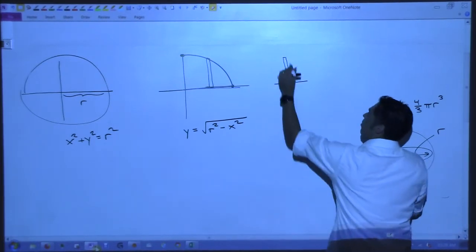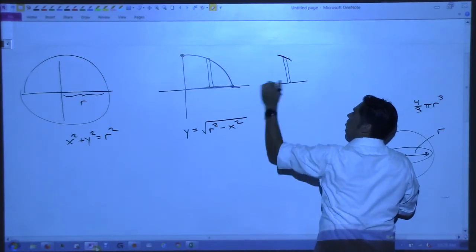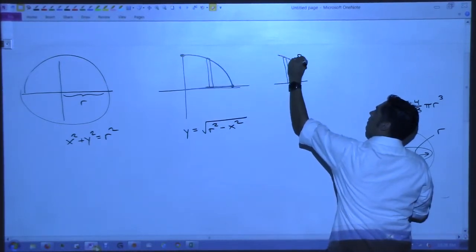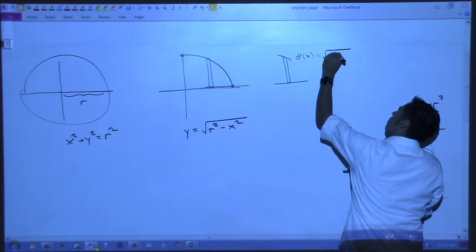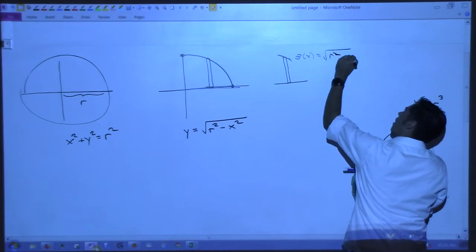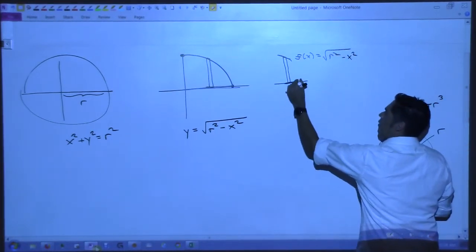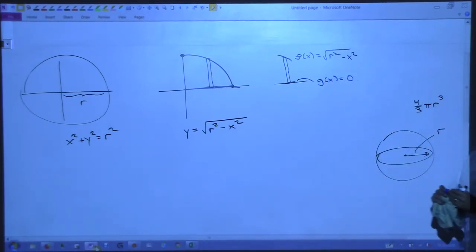What's the function that's always on top? That one right there, right? I'll call that f. f of x equals the square root of r squared minus x squared, yeah? What is the function that's on the bottom? g of x equals 0, right? It's just the flat line.